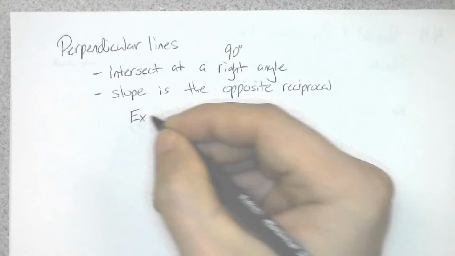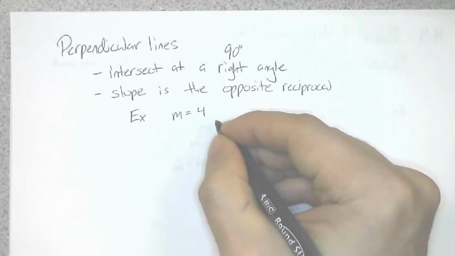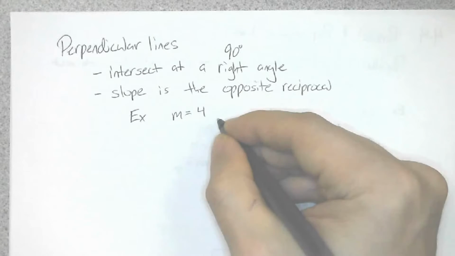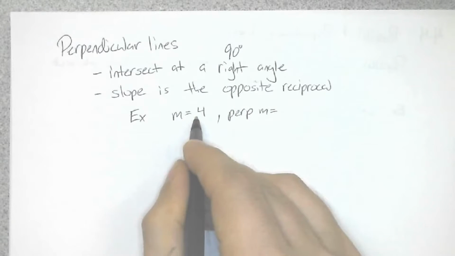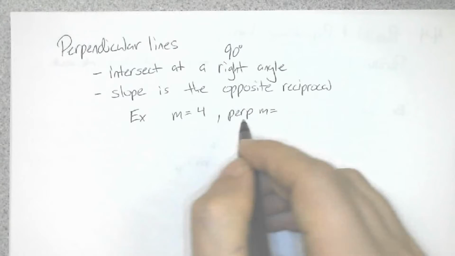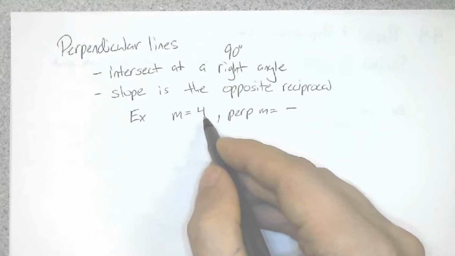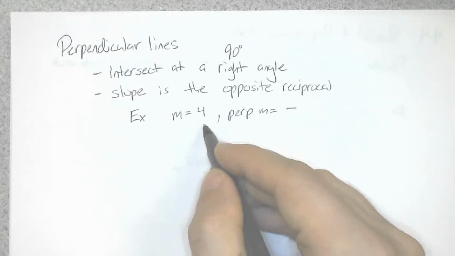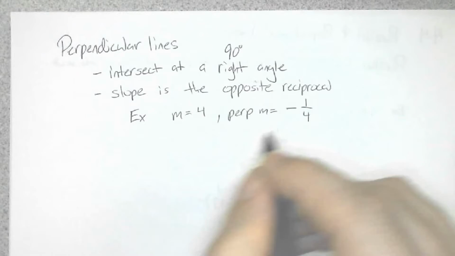So, for example, let's suppose I had a slope that was equal to 4. The perpendicular slope would be the opposite, meaning negative versus positive, so we're going to make this negative, and reciprocal. So remember, to make this into a fraction, I could put this over 1. Reciprocal is that fraction flipped, so it would be 1/4.